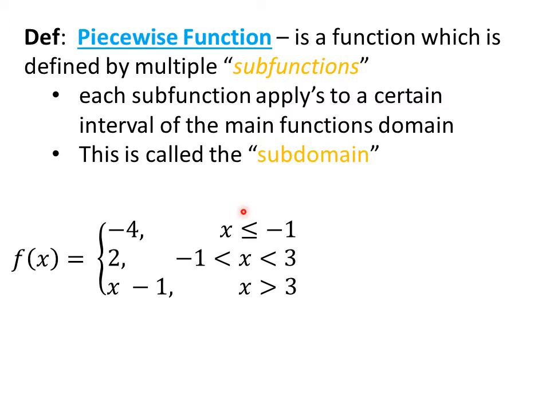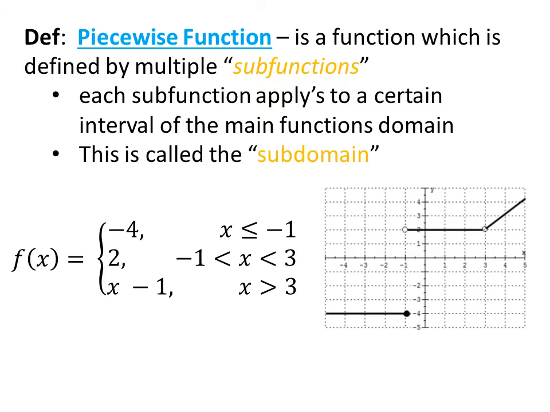Notice here we have three different functions going on. We have f of x equals -4, f of x equals 2, and f of x equals x minus 1. And they all pertain to different subdomains, such as x less than or equal to -1, anything between -1 and 3, and anything greater than 3, we use this function. So the graph of this piecewise function would look something like this.